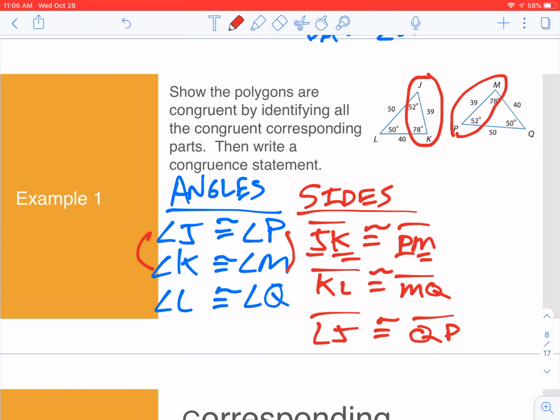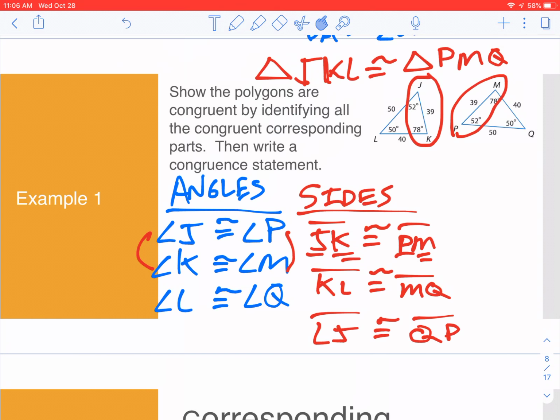So I'm just going to use my angles again, and I'm going to say triangle JKL is congruent to triangle PMQ. That's my congruent statement.